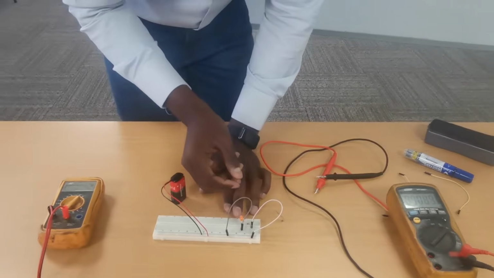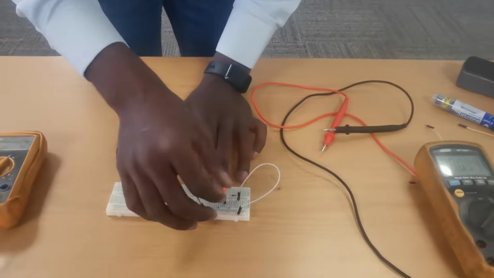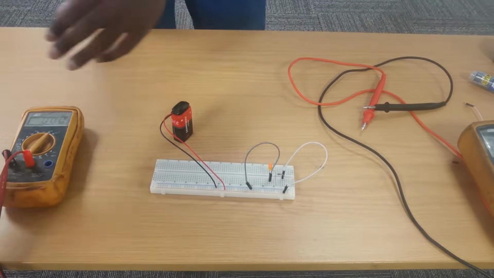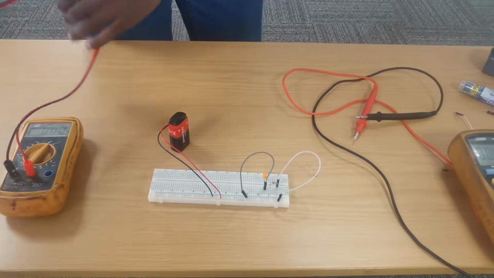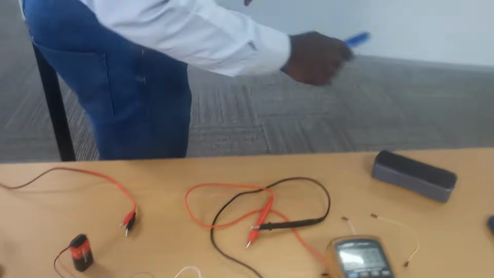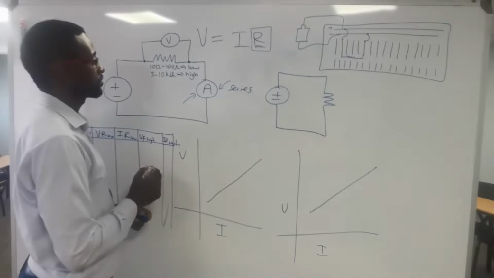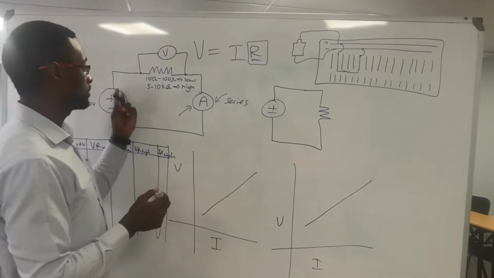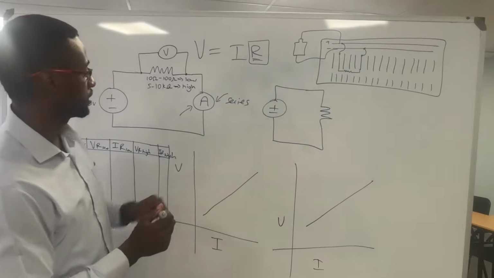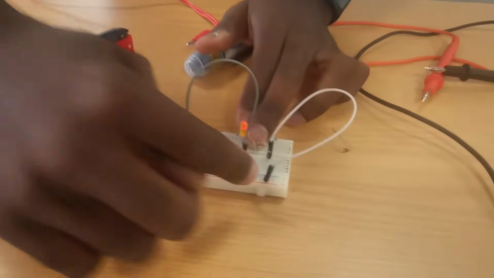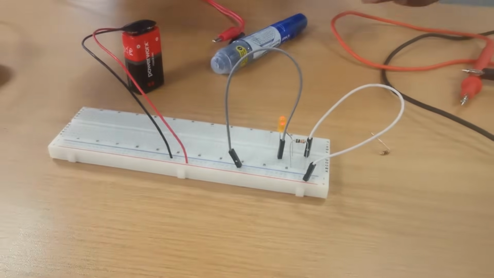I need to add the ammeter. So we're going to add the ammeter to the circuit. How is the ammeter connected? We know that the ammeter is connected in a series configuration. Okay, so I can connect it anywhere after or before, but we'll make it after the resistor. So here's my resistor. So after the resistor, I'm going to add my ammeter.